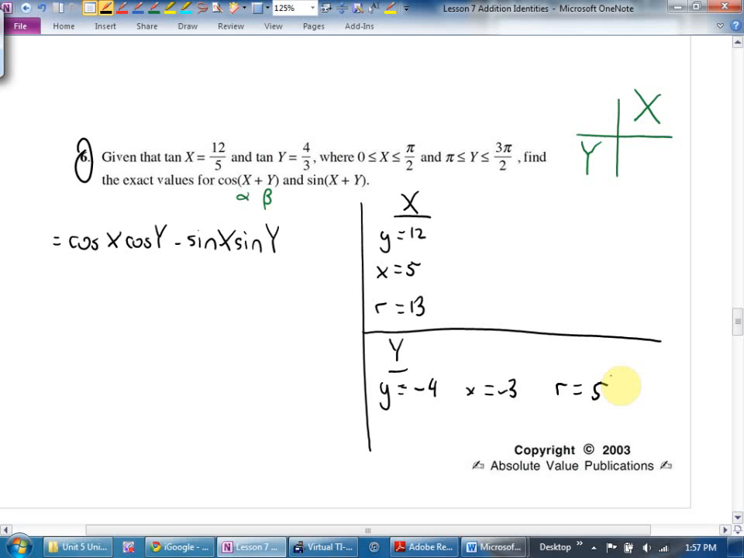And I'm assuming you're good on Pythagoras, so I'm not going to reshow that. Because we're done the hard part now. Are you ready? Now it's plug and chug. Cosine is what over what in terms of x, y, and r? And we're talking angle big X, so we're going to use this x, this r, 5 over 13.